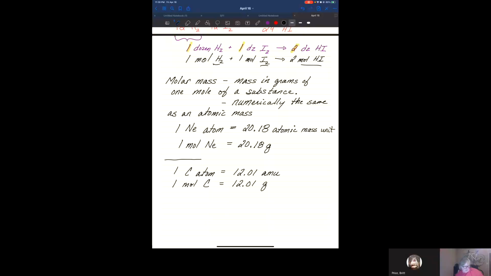When your text goes through and starts talking to you about how to calculate formula masses and average formula mass and such, don't worry about it. We're going to go straight for the jugular, meaning we're going to go straight for these molar masses.